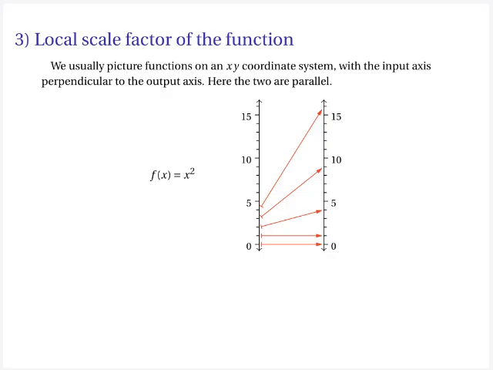And then the third way to think about the rate of change, probably the most abstract. We usually picture functions on an xy coordinate system. But sometimes in this class we're going to draw the two axes parallel. So this is the x-axis and this is the y-axis. And here I've drawn f of x equals x squared. You can see, for example, that 4 is mapping to 16, 3 is mapping to 9, 2 is mapping to 4, etc.